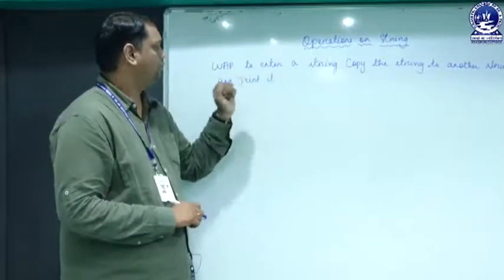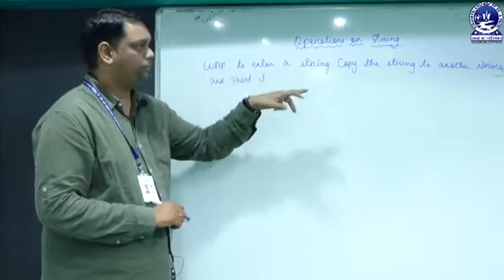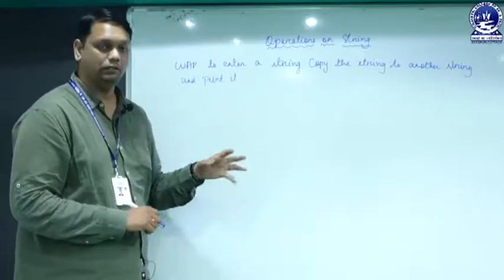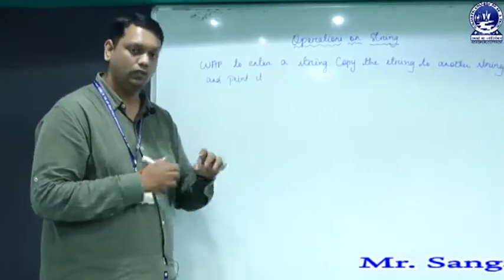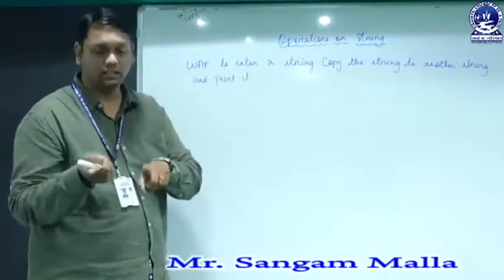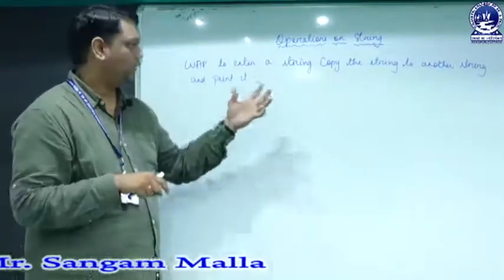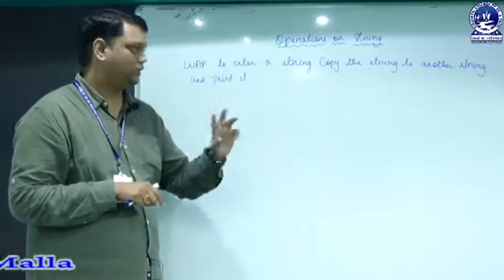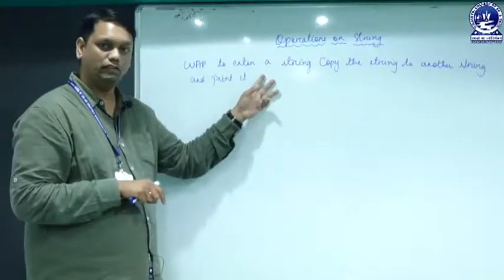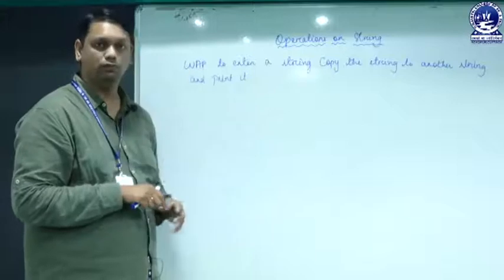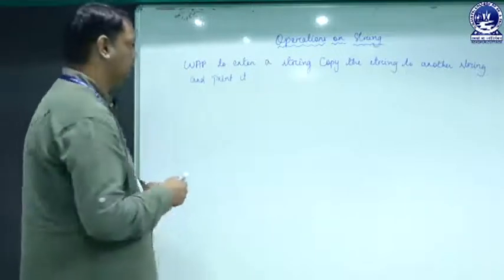Now we can take an example of how to enter a string, copy the string to another string and print it. That means we will enter a string from the user, copy that string to another string, and print it by using some of the methods. So we have two methods of solving this program. First of all, we will move with the function related program.